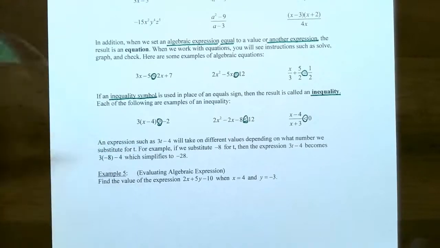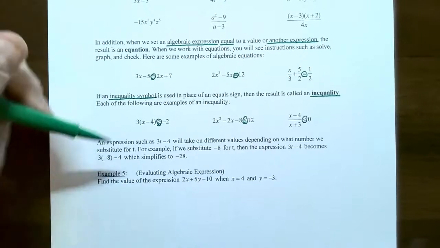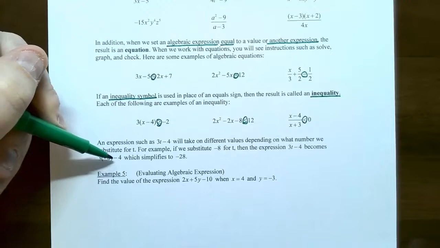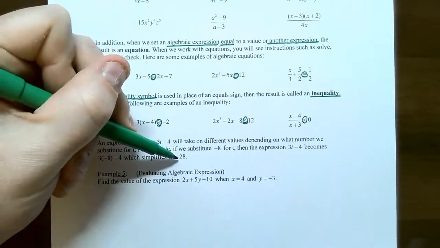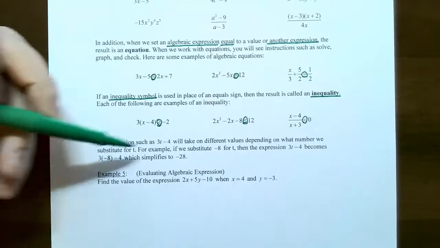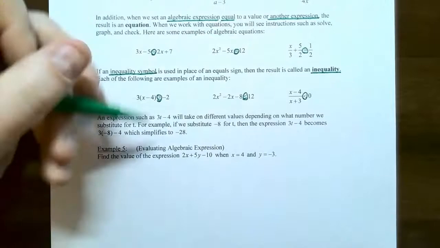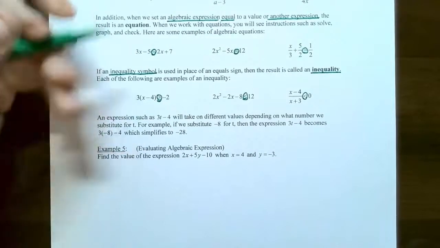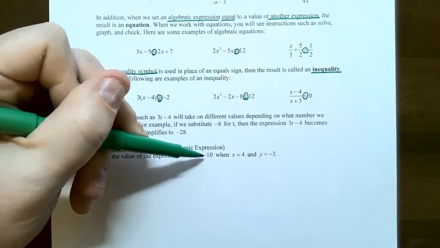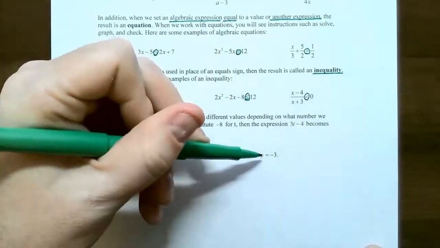So now notice that this becomes a problem that you can solve using the order of operations. You do 3 times negative 8, that's negative 24. Negative 24 subtract 4 gives you negative 28. So we found the value of an algebraic expression if we knew the value of t. So let's try example 5. Evaluate an algebraic expression. So find the value of the expression 2x plus 5y minus 10 when x is equal to 4 and y is negative 3.